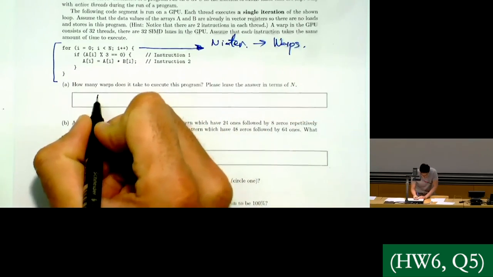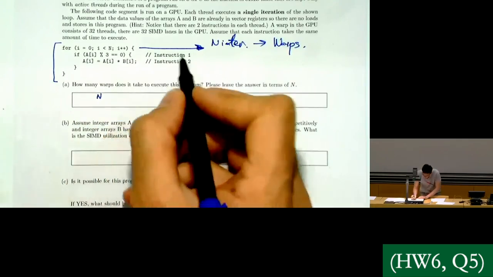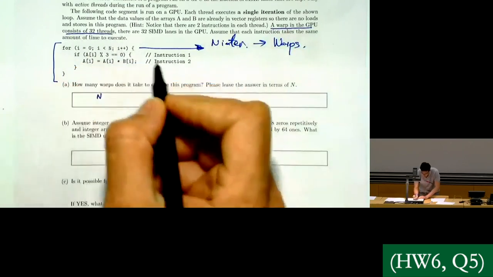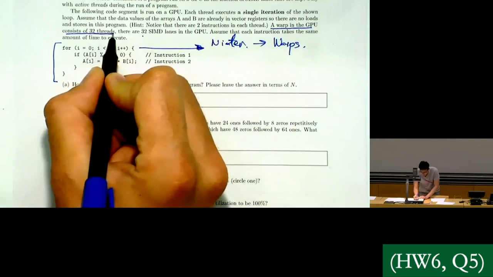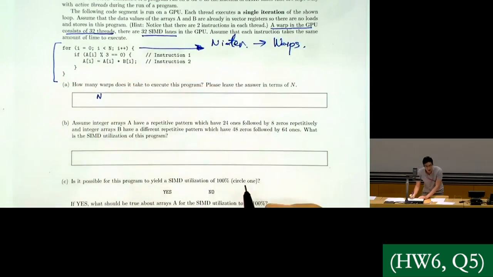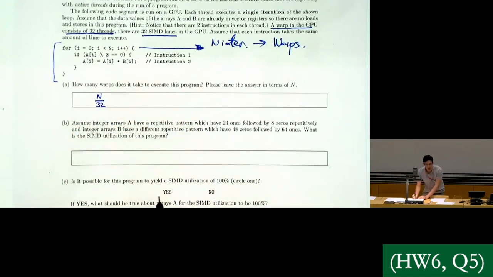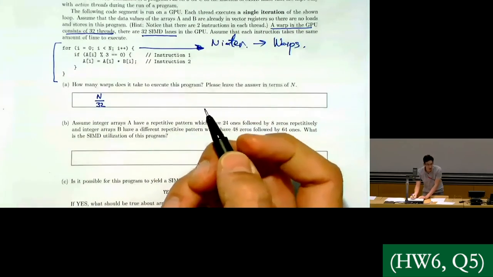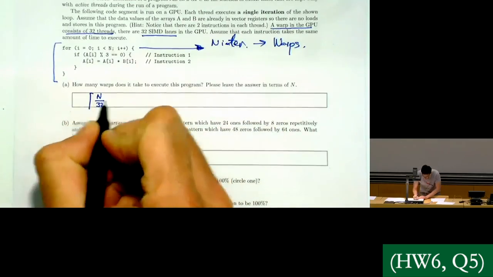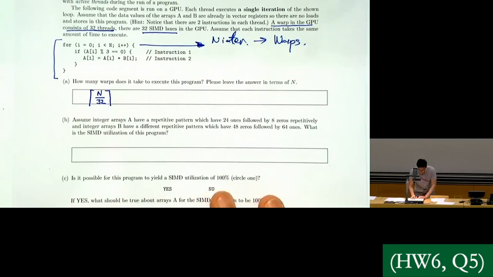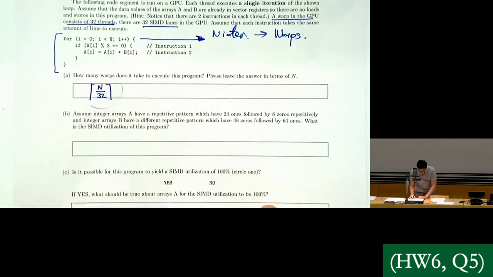So we have n iterations. We know that the warp size is 32. A warp in the GPU consists of 32 threads, and we also have 32 SIMD lanes in the GPU. So n divided by 32 is the number of warps. In case that n is not divisible by 32, we have to use the ceiling of this division, right? Maybe the last warp is not completely busy, but we will still count this number of warps.